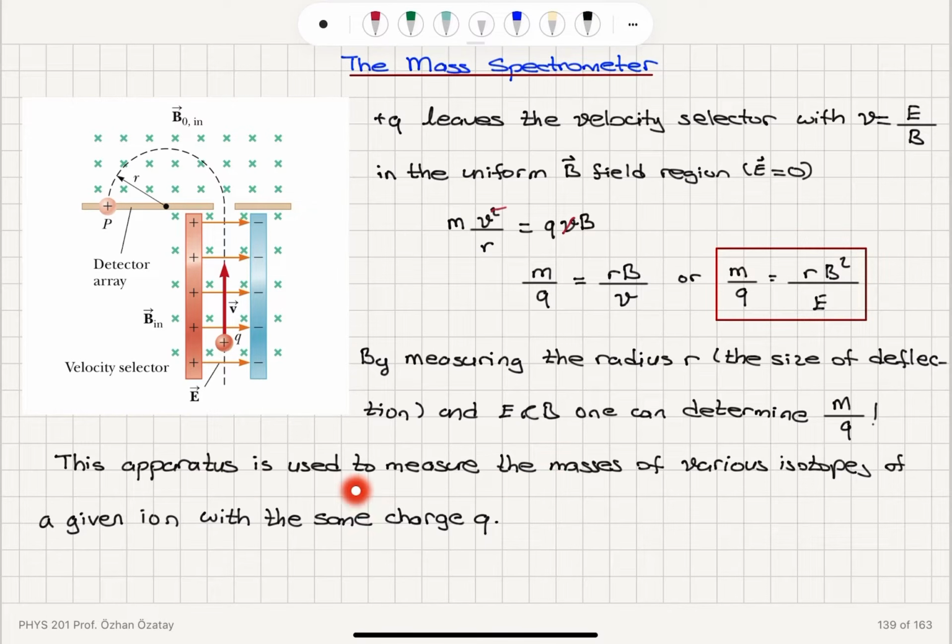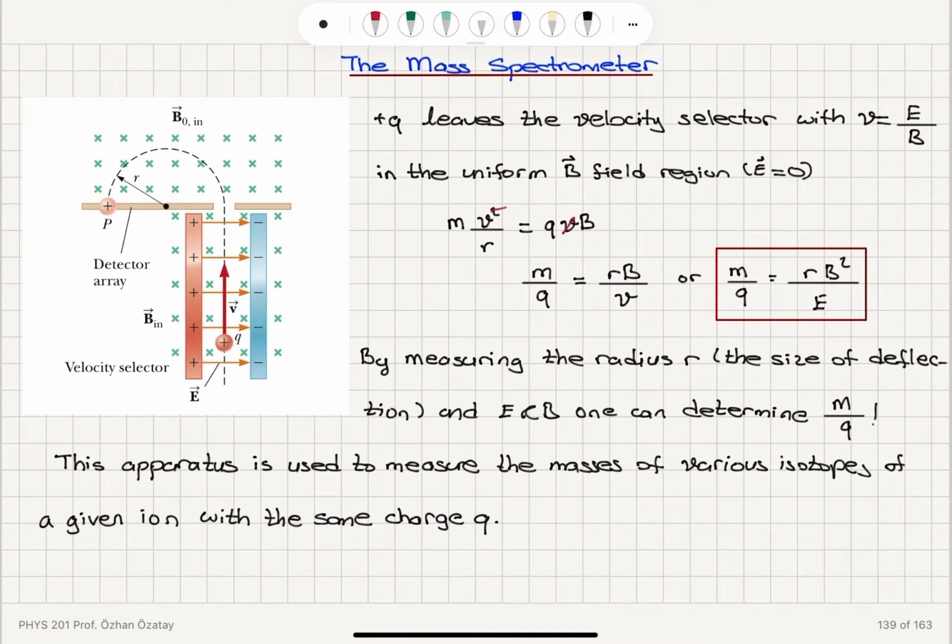So this apparatus is used to measure the masses of various isotopes of a given ion with the same charge q. So if we have a change in the mass, we can determine the isotopes within this sample by considering the mass spectrometer response. So we can measure the radius. We have a known magnetic field and electric field being applied, so we can determine the mass per charge, and therefore we can identify different types of isotopes of a given ion with the charge q.